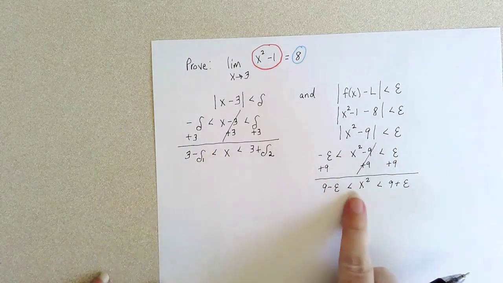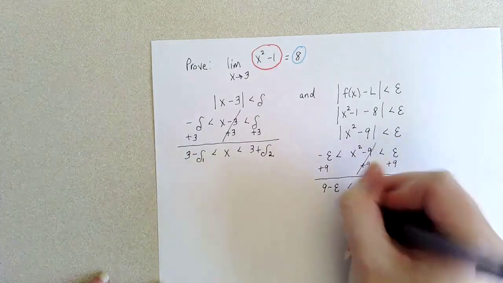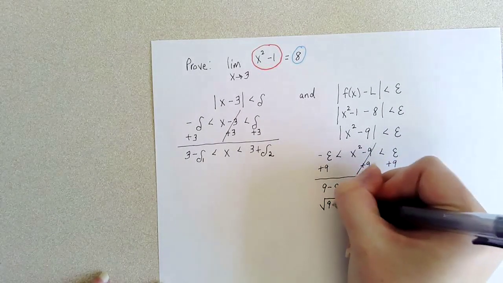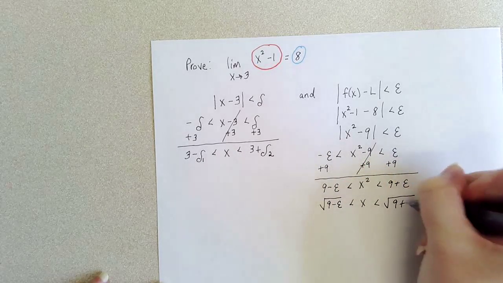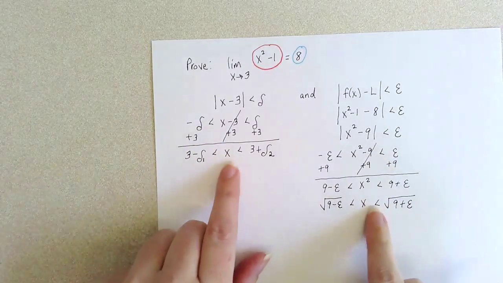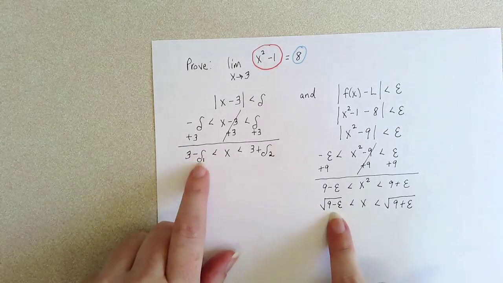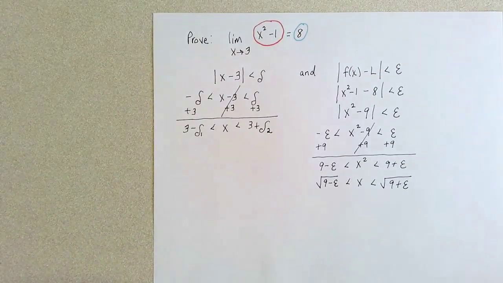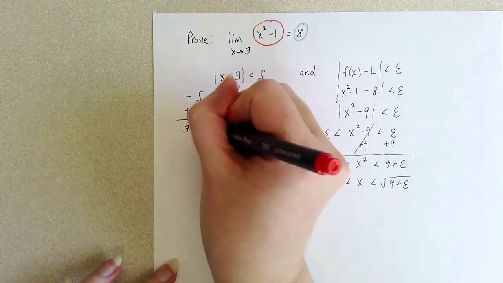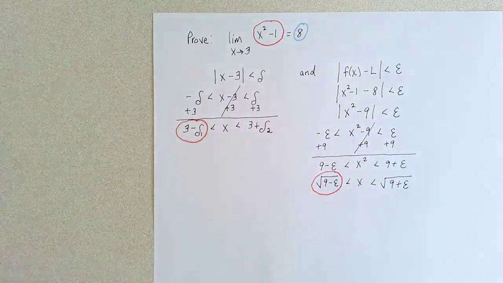And I'm trying to get x by itself in the middle. So if I take the square root, I would have the square root of 9 minus epsilon on this side and the square root of 9 plus epsilon over on this side. And now we've got x by itself for each of them, which means that I can set these two left-hand pieces equal to each other and then these two right-hand pieces equal to each other. So I'll go ahead and circle these ones in red. I'm going to set this one equal to that piece and solve for my delta 1.